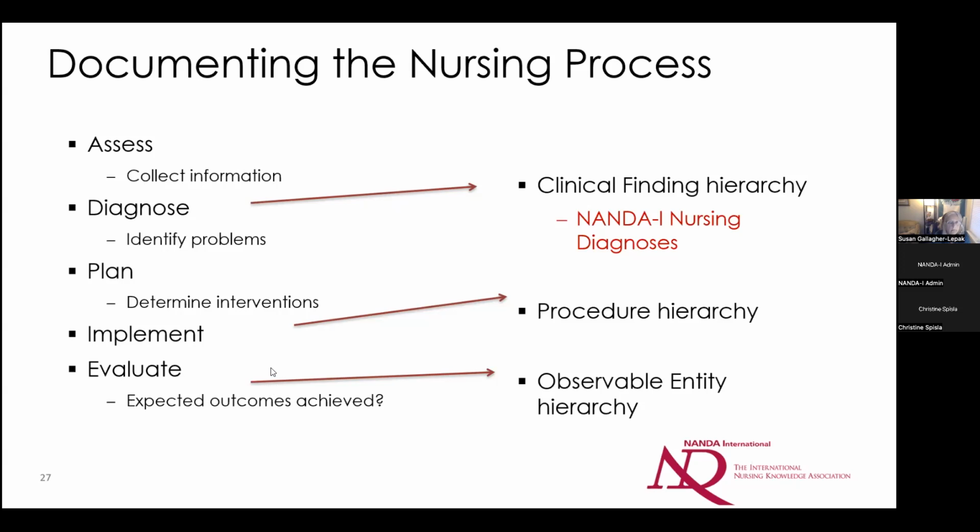And when you are looking at your patient outcomes, seeing if they've achieved their goals, identifying goals for your patient, you're going to find those in the observable entity hierarchy. We haven't really talked about the observable entity hierarchy because this is NANDA and we're focusing on the nursing diagnosis. Again, if you'd like to talk about goals or interventions, call me, we'll have coffee and I'll talk to you about it.